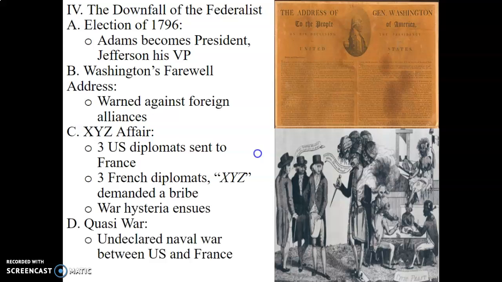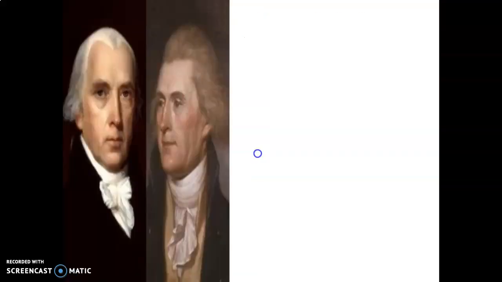The Quasi-War was basically an undeclared naval war between the U.S. and France, and it was us trying to fight in this war, showing us getting entangled in foreign affairs, just like Washington warned us against. It ended after Napoleon came to power.